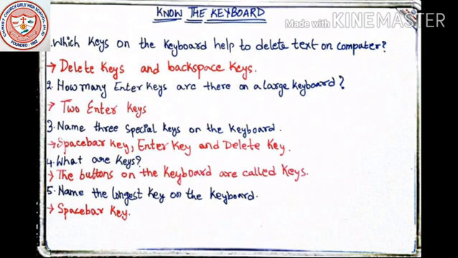Number 4. What are keys? The buttons on the keyboard are called keys. Then number 5. Name the longest key on the keyboard. That is the space bar key.